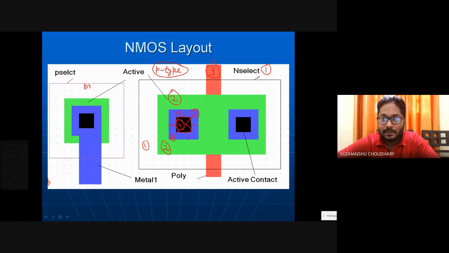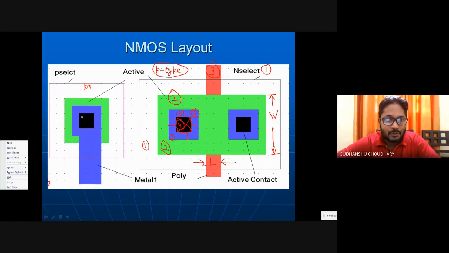Now, if somebody asks me what the width of the MOSFET is, I'll say that the width of the active is the width of the MOSFET. So this is the width of my MOSFET. Channel length is this one. So this is the length of the MOSFET. So the W by L ratio comes from this W and L from here.